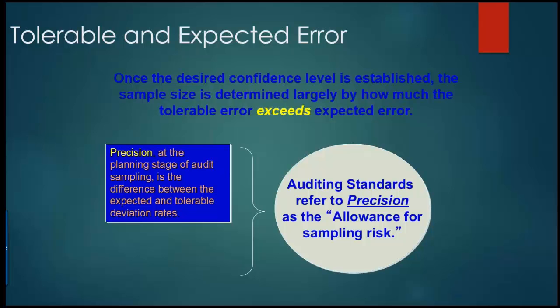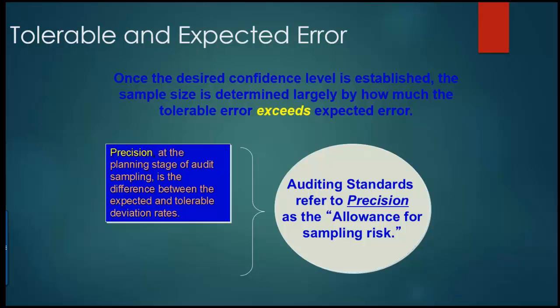However, let's say in one season the weather is not conducive for apple growth, and the error rate for the apples is now 8%. Customers can still tolerate 10%, but you notice how the expected error rate is so much closer to the tolerable level. What this means is that we're going to have to increase the sample size so that we can actually get this level of precision that we're talking about.